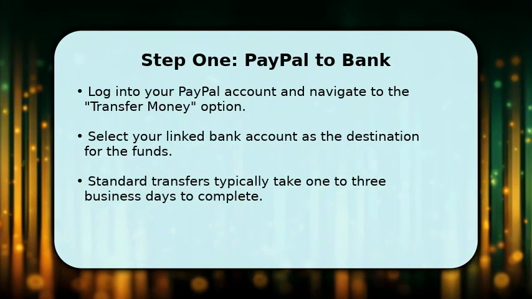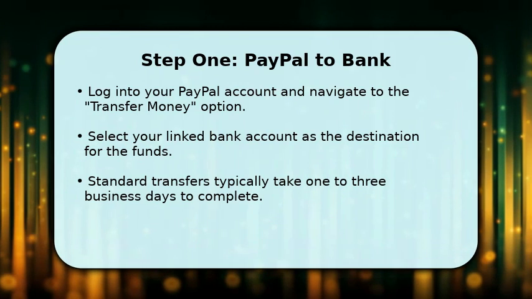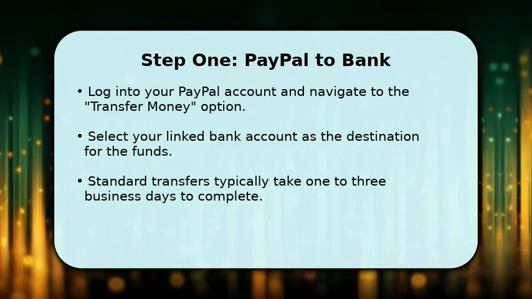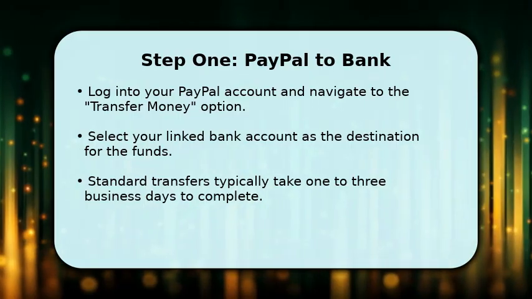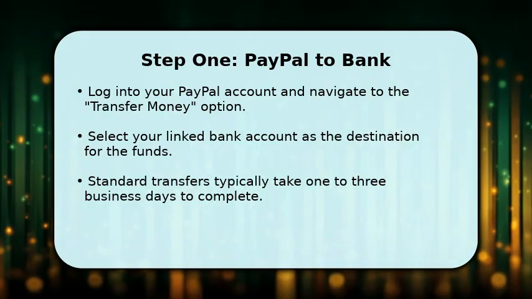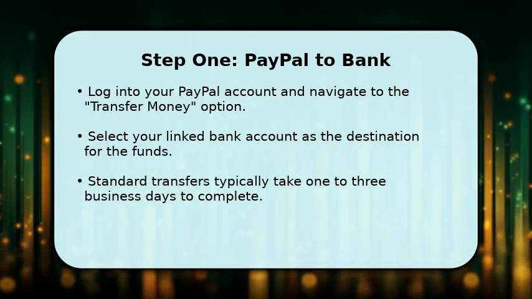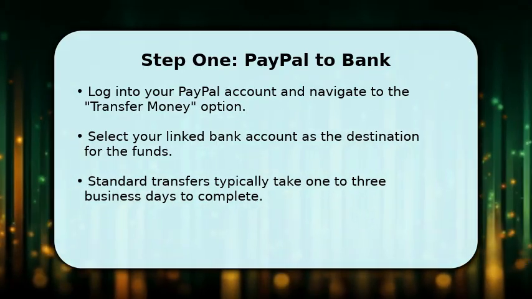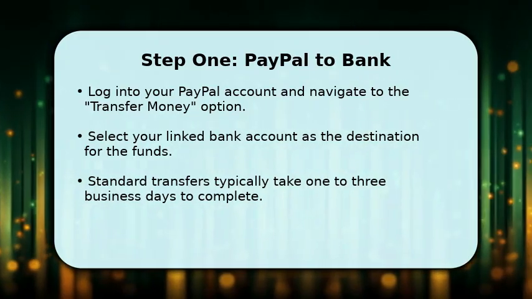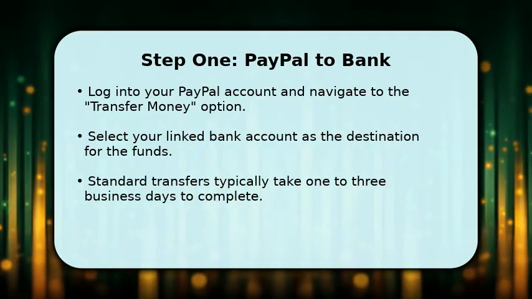For the first step, open your PayPal app or website and find the Transfer Money section. Choose to send funds to your linked bank account. Standard transfers are free and usually arrive within 1 to 3 business days. If you need the money faster, an instant transfer is available for a small fee, typically 1% of the amount, with a maximum fee of $10. This gets your money to your bank in minutes.